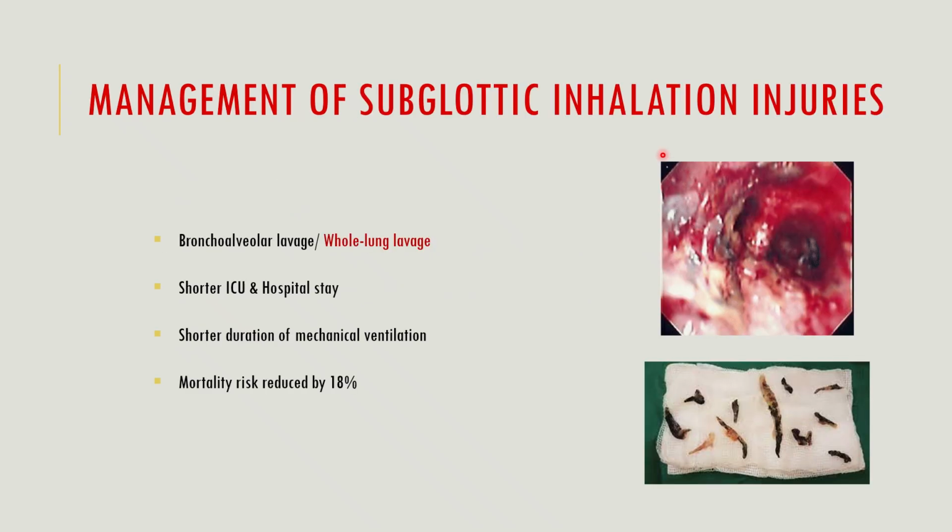After securing the airway and charting the fluids, next is how to manage the inhalation burn injuries to the lower respiratory tract. It has been seen that bronchoalveolar lavage, rather whole lung lavage, significantly leads to shorter ICU and hospital stay in all the patients. Here you can see after the lavage, these are the proteinaceous casts which have been taken out. They also lead to shorter duration of mechanical ventilation, and there is a reduction of mortality by close to 18%. So whenever possible, whole lung lavage should be added to the management of these patients.